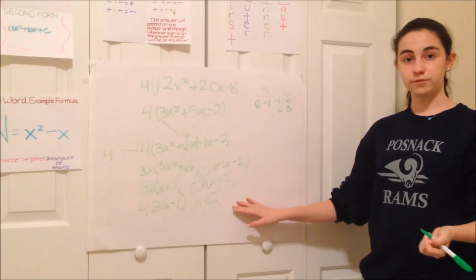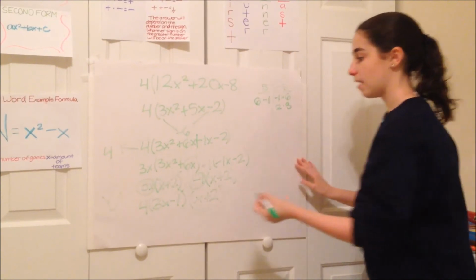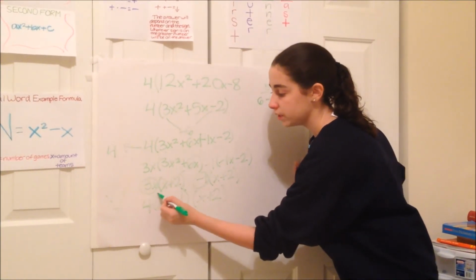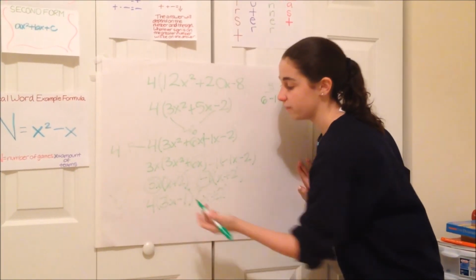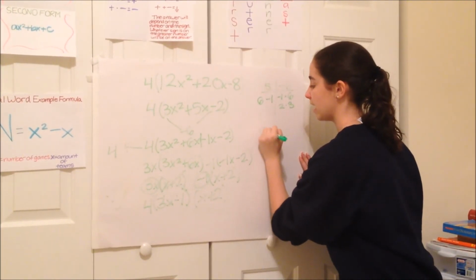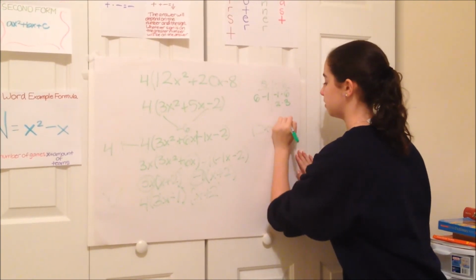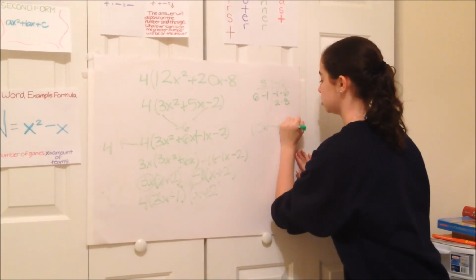To check the problem, you have to use the FOIL method. But first, you must distribute the 4. Now, you're going to distribute the 4 only onto the 3x and the negative 1. So you're going to be left with 12x minus 4 times x plus 2.